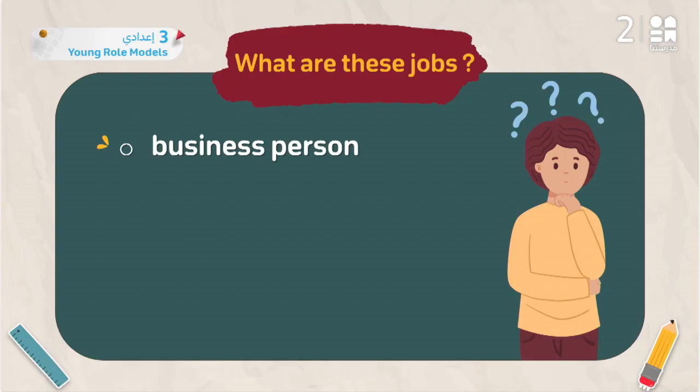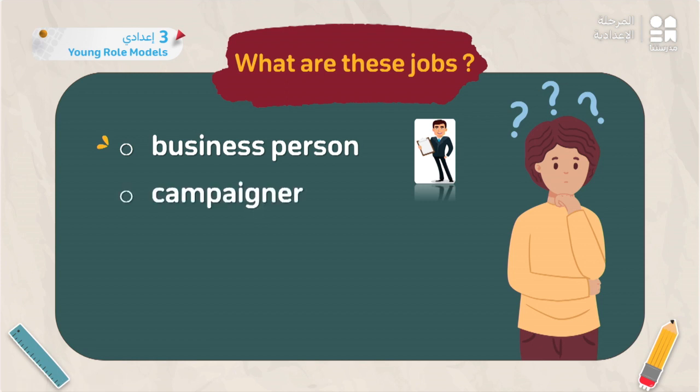Let's start with the vocabulary words. What are these jobs? The first vocabulary term or the word that we have: business person. Who is a business person? Business يعني عمل. Person شخص. يبقى رجل أعمال أو شخص عنده عمل خاص. A business person.